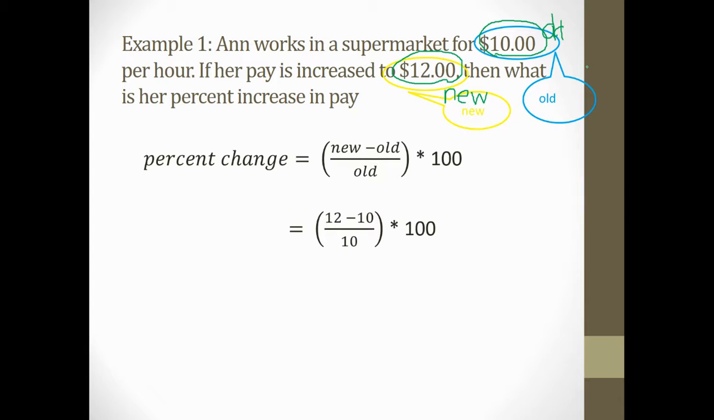If I plug that in, my new minus my old is 12 minus 10. Divide by the old, that's going to be divide by 10. So that'll be 2 divided by 10 is 20%. 20% is a positive number, and that means I'm increasing, so that's what I wanted to find. So I had a 20% increase.